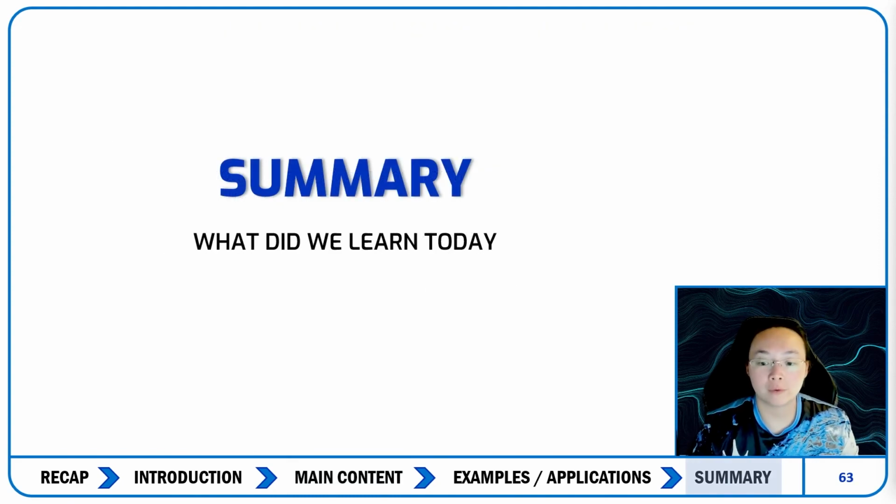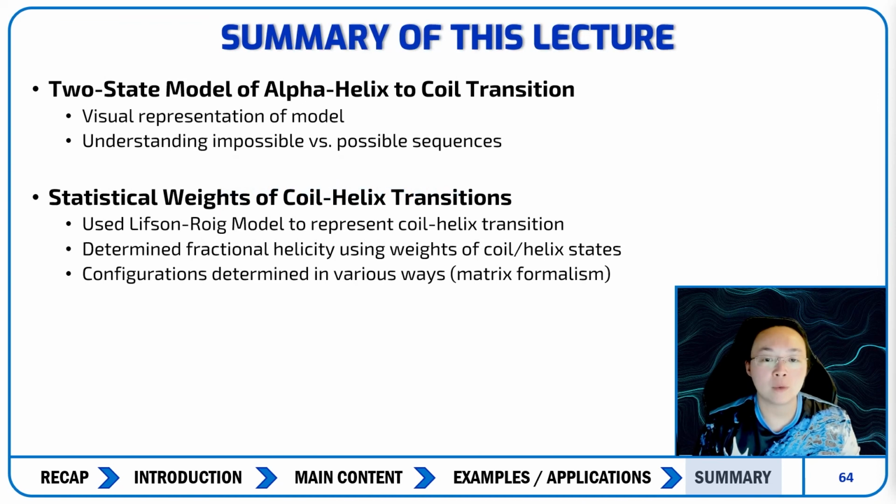So as a quick summary of what we learned today, there's still a lot more to go through. We learned about the two-state model of alpha helix to coil transition, or Coil-Helix transitions. Definitely know about the visual representation of the model, so that would be the blue circles. You should understand the difference between impossible versus possible sequences based off of that type of model. Then we took a look at the statistical weights of Coil-Helix transitions. So definitely be able to use the Lifson-Roig model to represent these transitions. Know about the fractional helicity using the weight of coil-helix states, and know about the configurations determined in various ways.